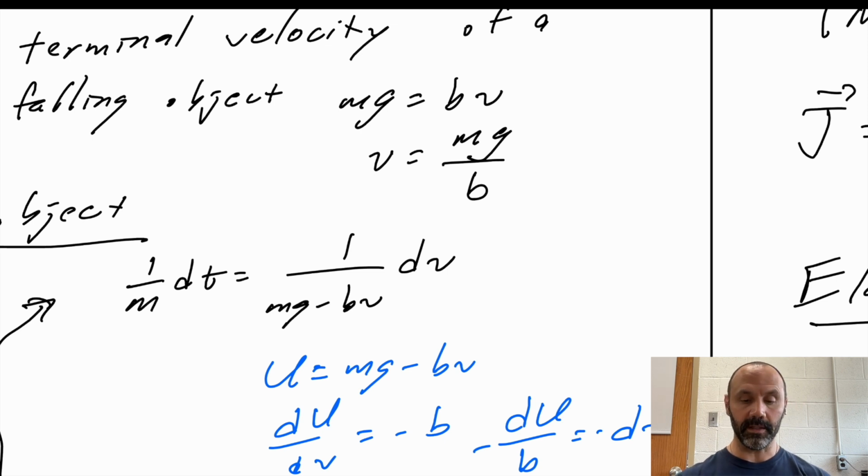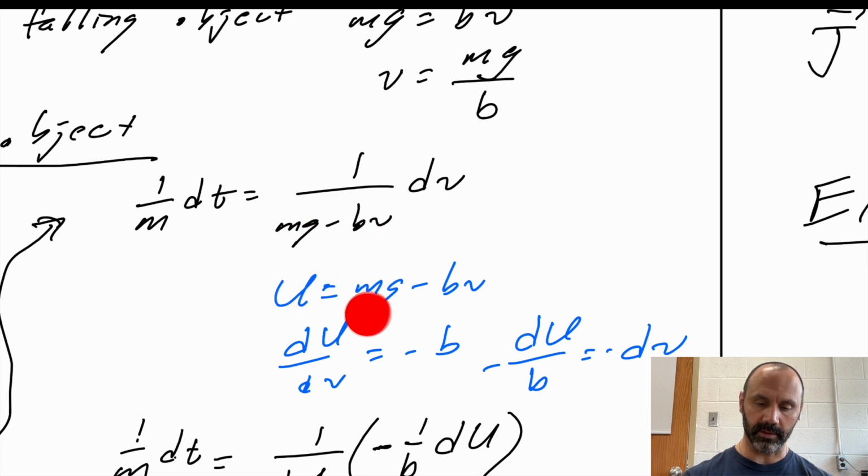So now when I want to integrate this with respect to v, I can't do this right away. I have to use u substitution. And so I set u equal to this thing, mg minus bv. That means du/dv is negative b. If I take the derivative of this with respect to v, mg disappears, and then negative b. And so I get that dv is negative du over b. I don't know why that negative ended up there. Need to get rid of that. Okay, so dv is negative du over b.